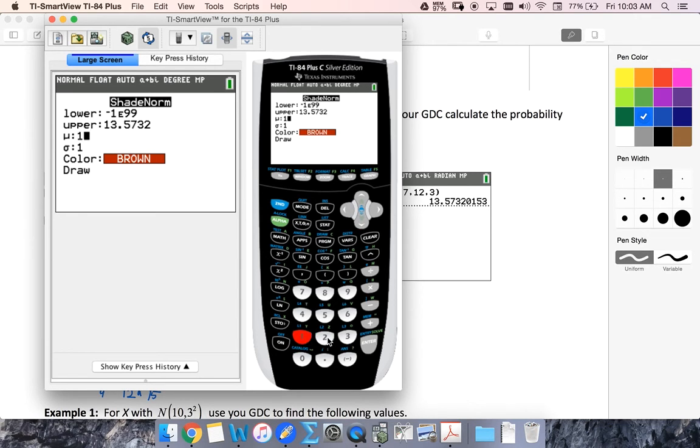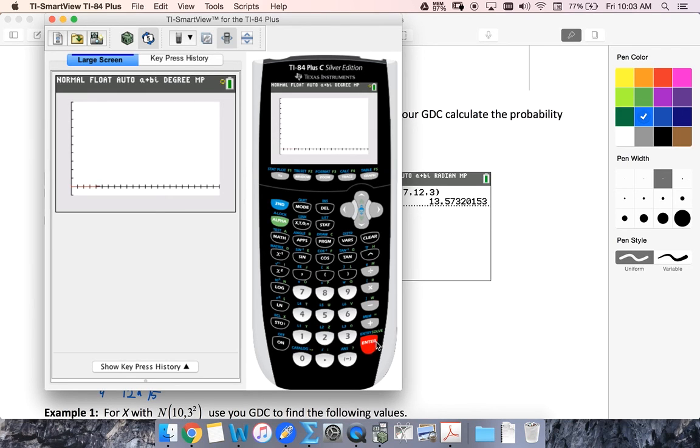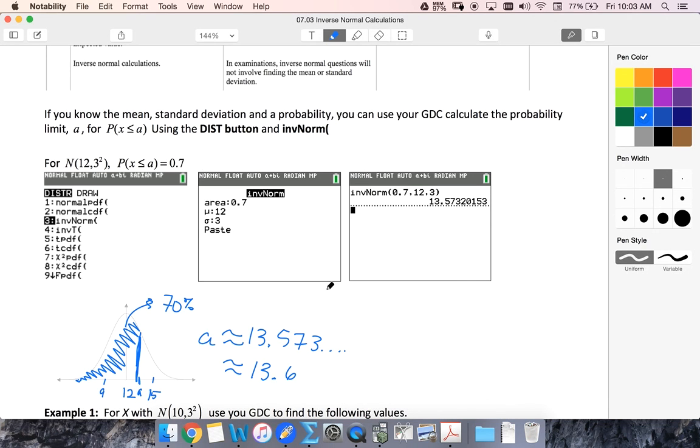My mean was 12, my standard deviation was 3, and I hope I'm going to get a probability that's really close to 0.7. It might not match exactly, but let's hope that they're really similar. All right, so that's close to the picture I thought. And we get a probability of exactly 0.7. So that's great. So that works.